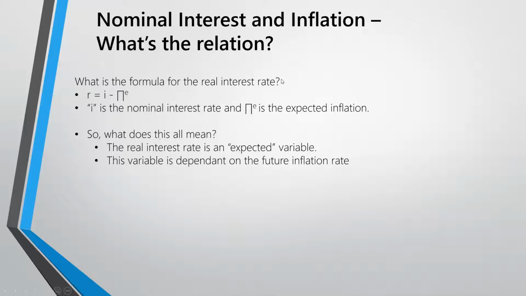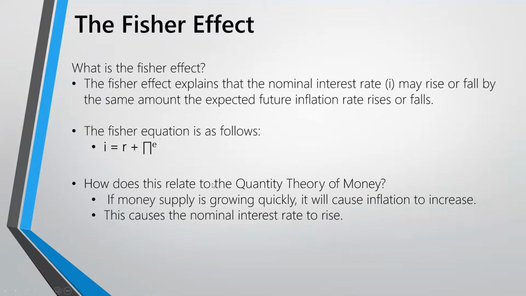So nominal interest rate and inflation, what's the relation? Well, the formula for the real interest rate is that the real interest rate is equal to the nominal interest rate less the expected inflation. So what does this mean? Well, the real interest rate is going to be an expected variable. This variable is dependent on the future inflation rate.